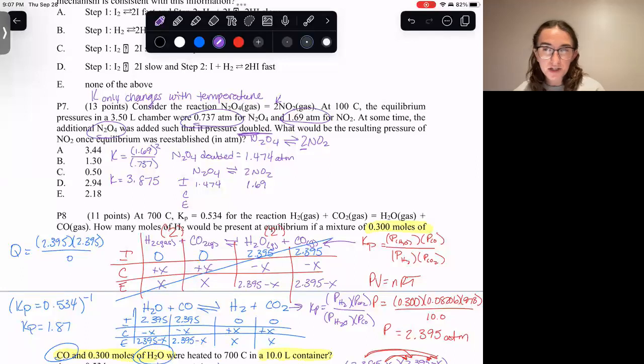So if we solve for Q, it would be 1.69 squared over 1.474. Q is less than K, so this means we have to go to reactants. Or not reactants. Oh boy, it's late. We have to go to products. Okay, if we're getting products, what does that mean for our change? What is the change of N2O4 going to look like?